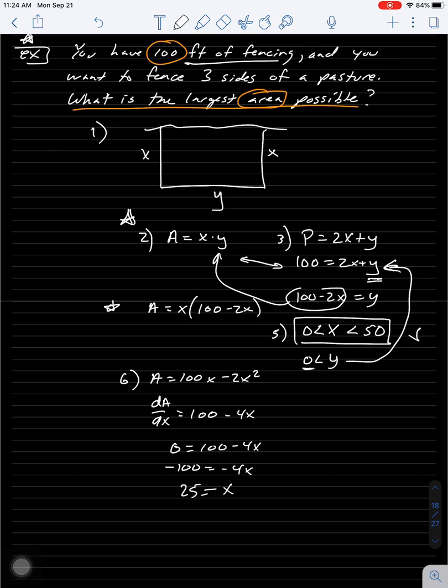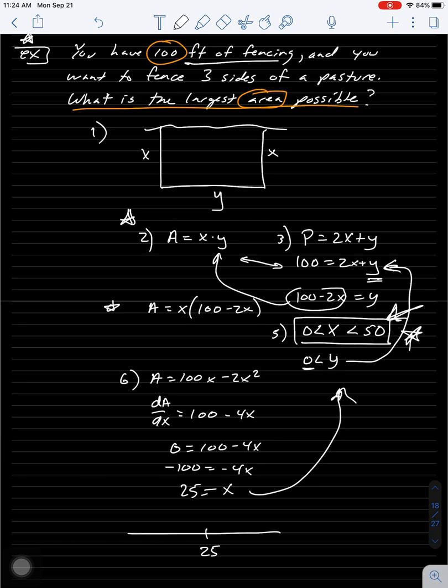Okay, I take a little peek at my domain, make sure I'm in that range there, and then I'm going to make my sign chart, figure out if this is a max or a min. Because in theory, there might not be a largest area. It might be a minimum area, or there might not be any critical point. The extreme value theorem says that you have to be on a closed interval to find a min or a max, and we're not, so it's not guaranteed that there will be one.